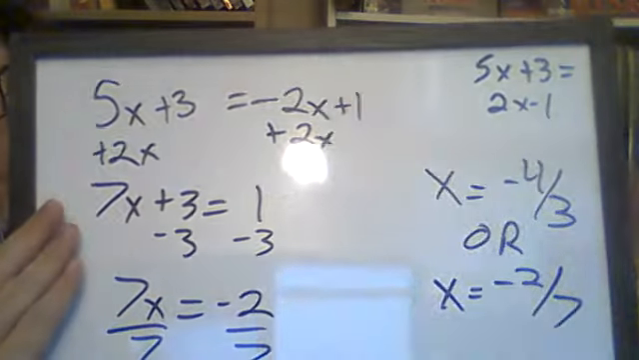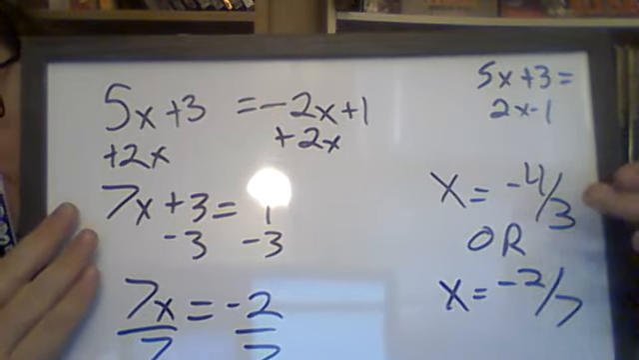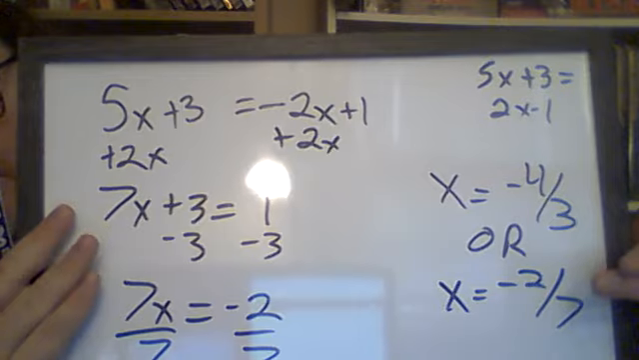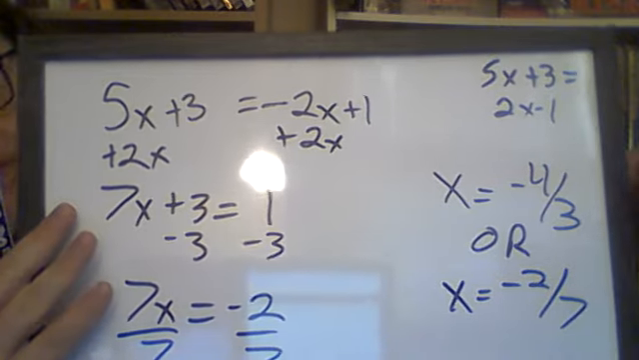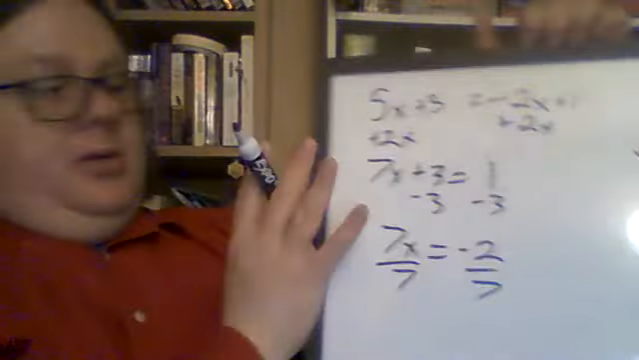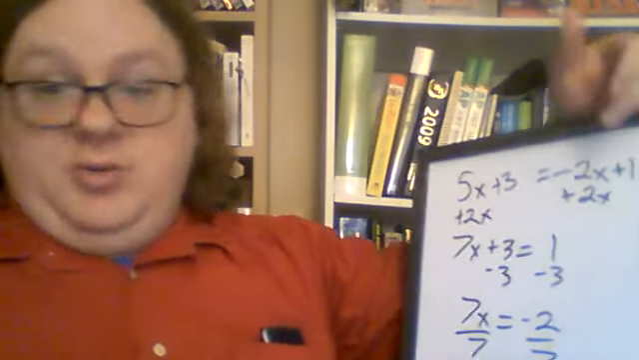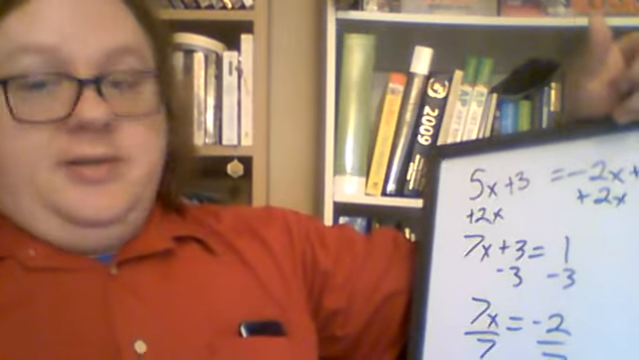And there's our answer: negative 4 thirds or negative 2 sevenths. Two fractions. I know, it's gross. Whatever. If we put it back in, though, it would work out. I don't want to. I'm not going to. But it would work.